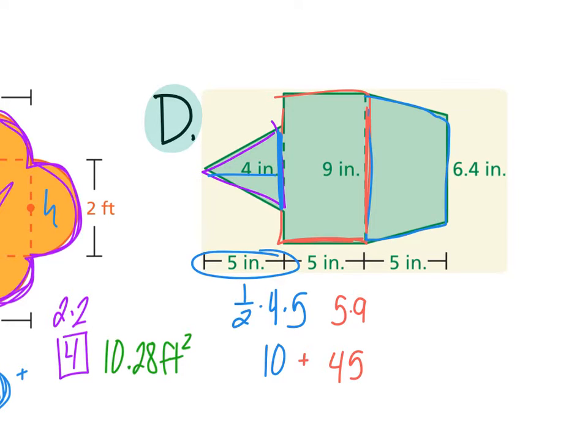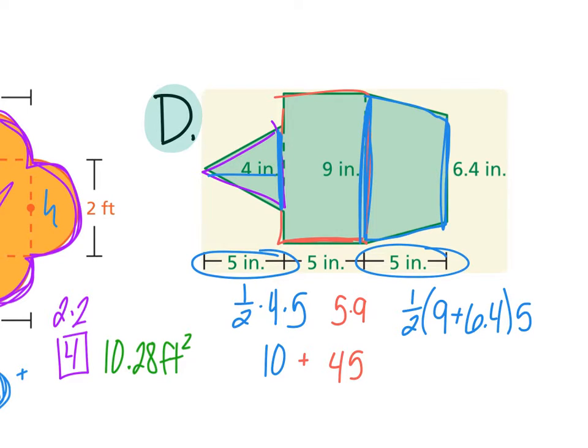So of course I'm going to add those together. And then the trapezoid has the formula 1/2 times base 1, which is 9, plus base 2, which is 6.4, times the height, which is also 5. The height's been 5 for all of these. So 9 plus 6.4 is 15.4. Now I'm going to times that by 5, and divide it by 2 for the half, and that gives us 38.5.